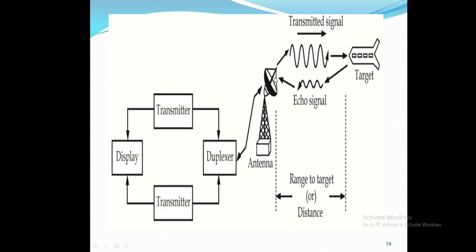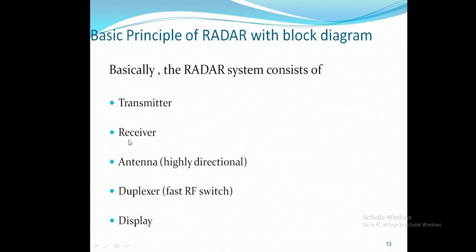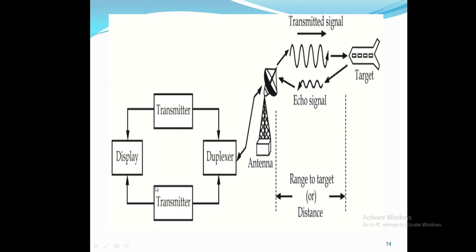Okay, so this is the basic radar system. It consists of a transmitter, receiver, antenna, duplexer, and display device. First of all, the function of a transmitter. Sorry, here it is a transmitter, and here it is a receiver.